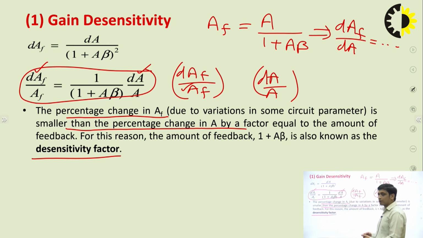So it is a very good thing, because the change in closed loop gain is very much smaller. It means that the closed loop gain is less sensitive to the variations in the circuit parameters. That is called gain desensitivity. It's a good thing, right? Because if the gain depends upon the circuit parameters, then if there is a change in temperature, there may be a change in circuit parameters, and because of that the gain may vary. And remember that we want stable gain.